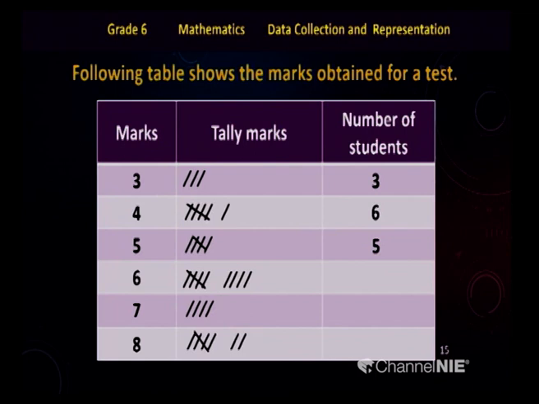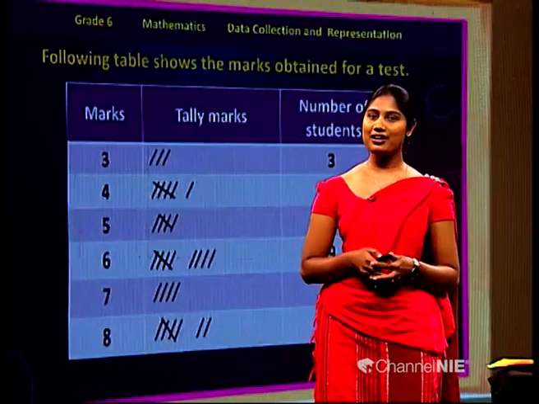That means children 5 plus 4 is 9. Very good. Then tell me how many children have taken the mark of 7? So that is 4. Then tell me how many children have taken the highest mark in this table. That is 5 plus 2 is 7. That means 7 students have taken this mark.